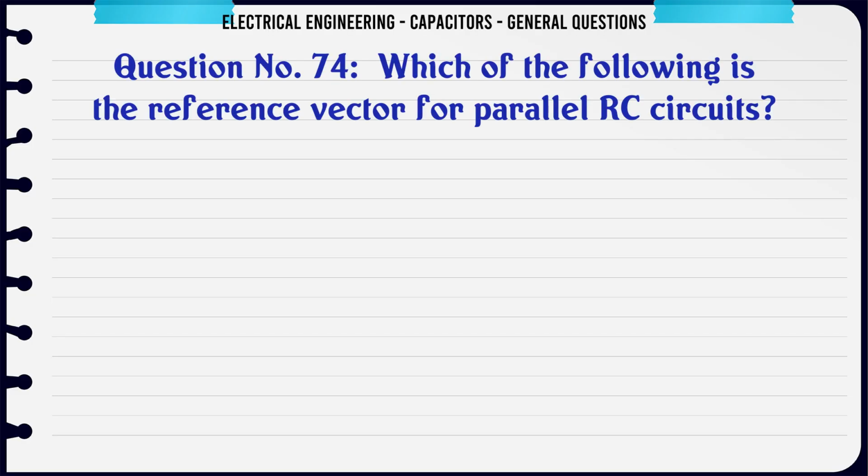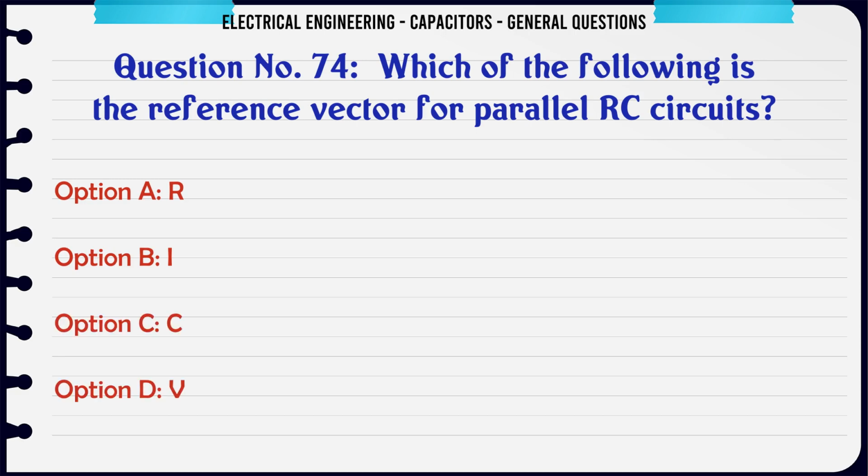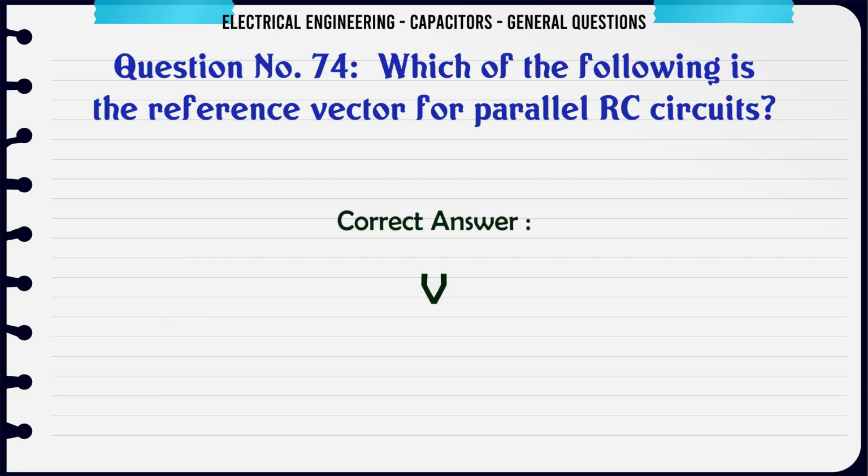Which of the following is the reference vector for parallel RC circuits? A. R, B. I, C. C, D. V. The correct answer is V.